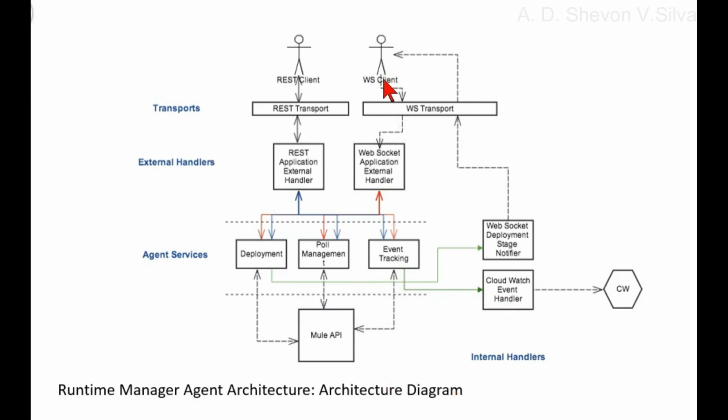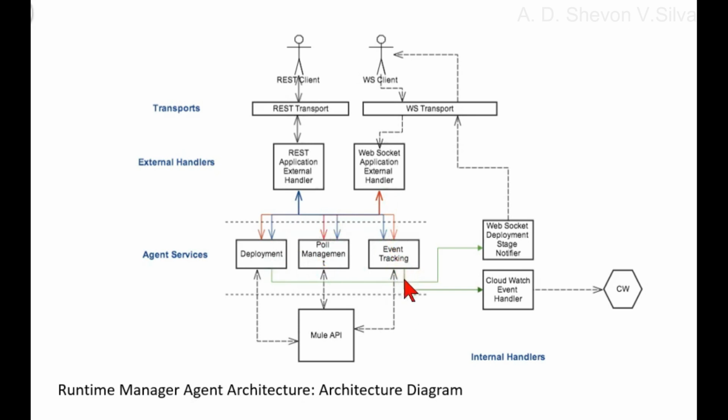Here the WS client is connected to WS transport. WS transport is connected to WebSocket application external handler that interacts with deployment, poll management and event tracking.